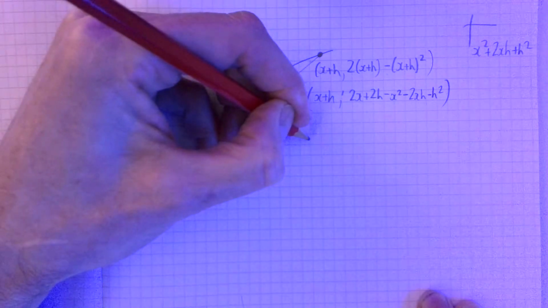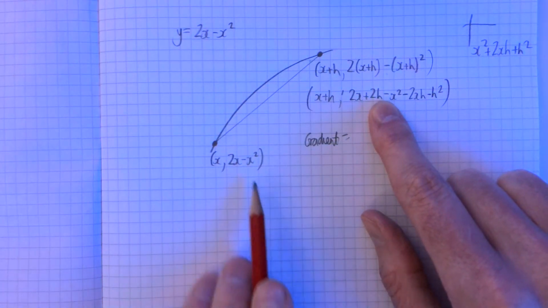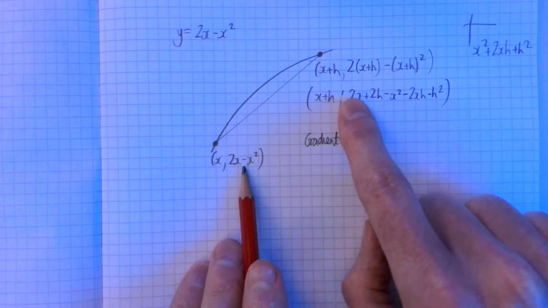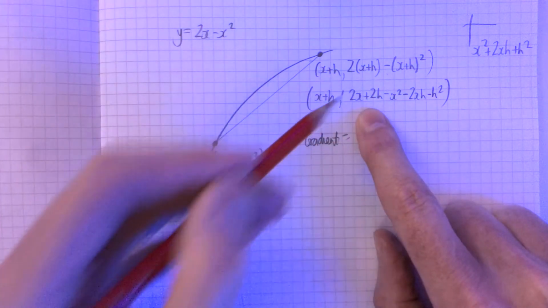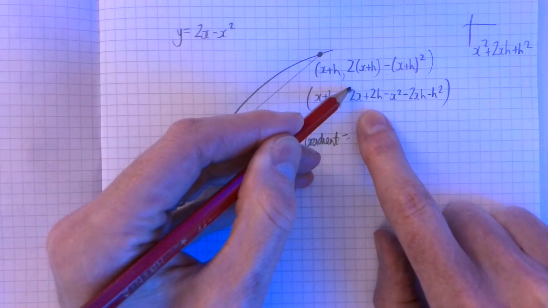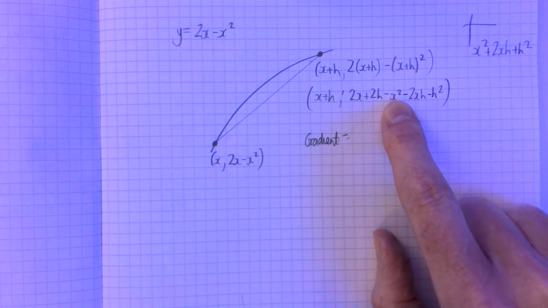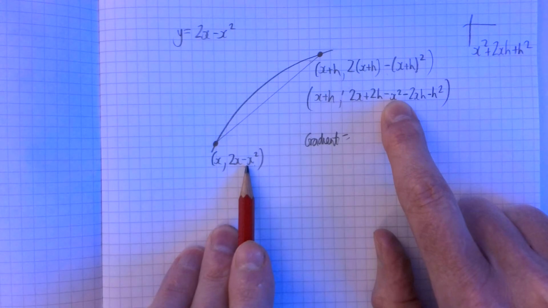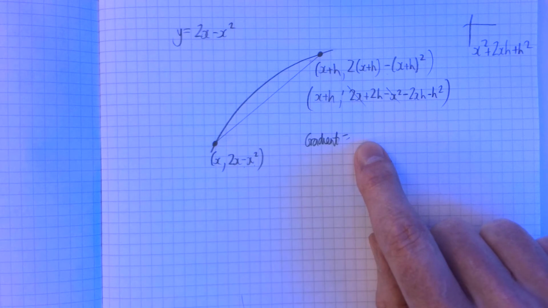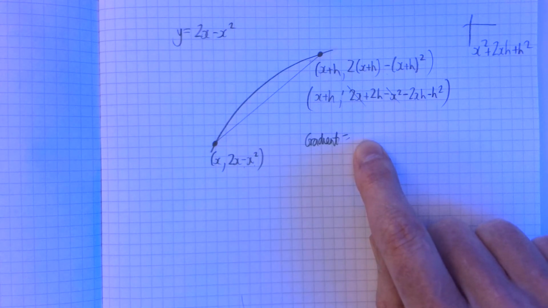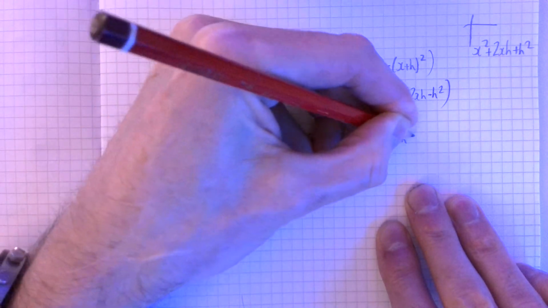So the gradient, we do y2 minus y1. So if I do this, take away this, can you see I'm going to get a 2x, take away a 2x, so they'll cancel out. And also I've got a minus x squared, take away a minus x squared, which is the same as adding an x squared. So those two terms will cancel out. So my gradient, my numerator will be 2h minus 2xh minus h squared.